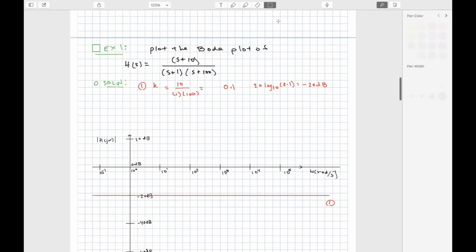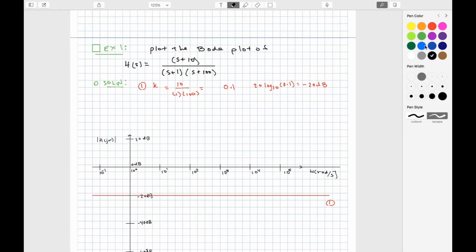All right, next I need to look at my 0. This is a 0 at a equal to 10. That's the same as 10 to the first power. And so what I'm going to do is draw in the magnitude spectrum a line asymptote that starts at 10 to the 1 and goes to 20 dB at 10 to the 2. So let's connect those dots.